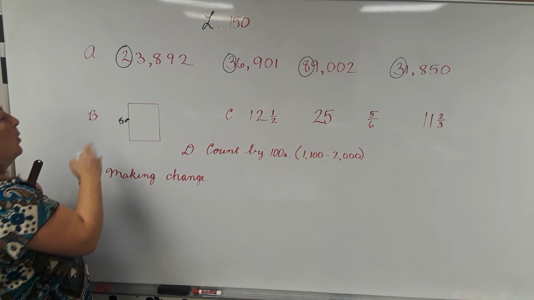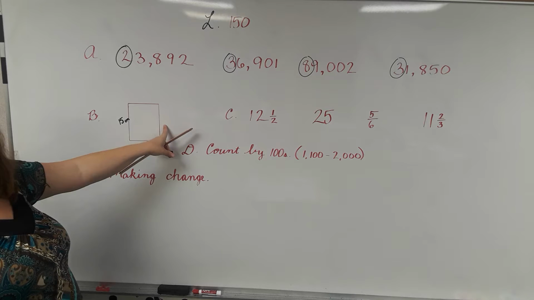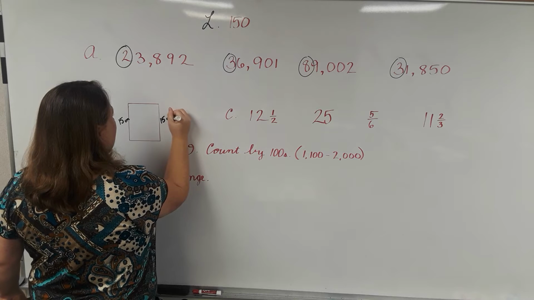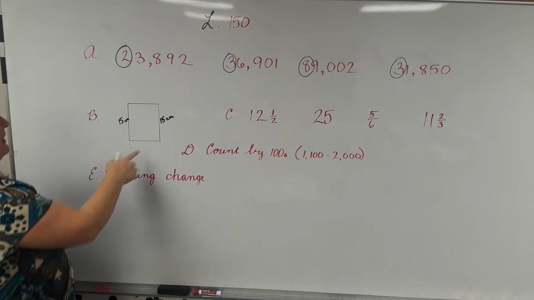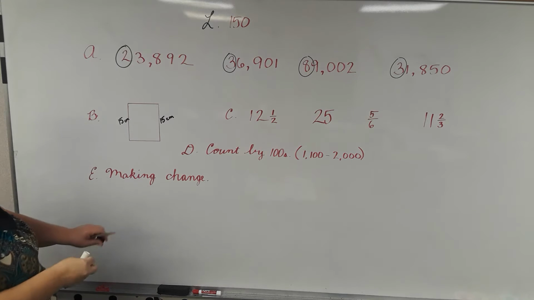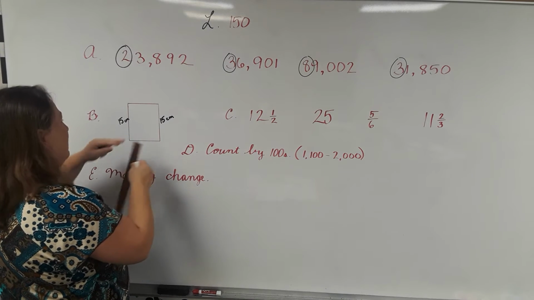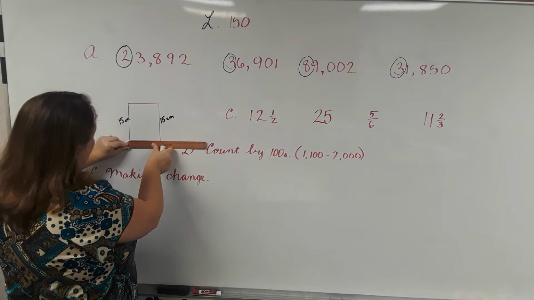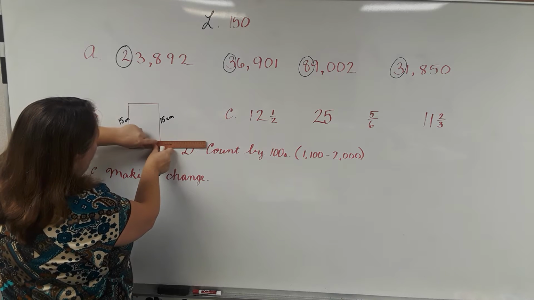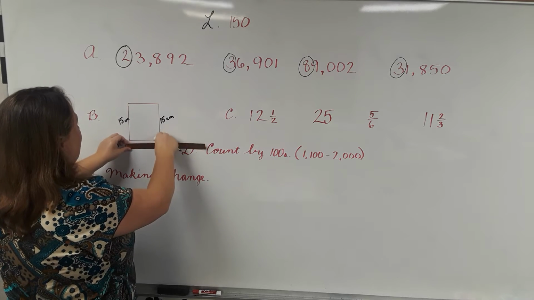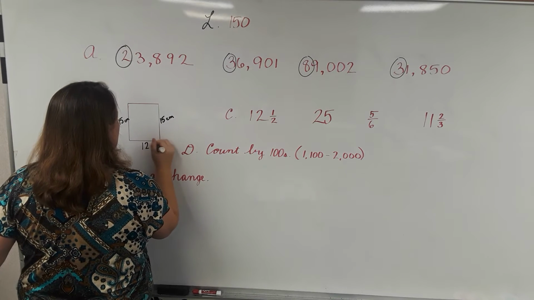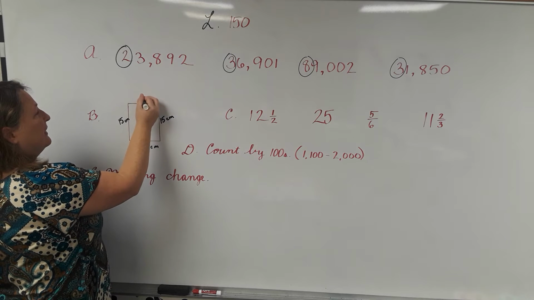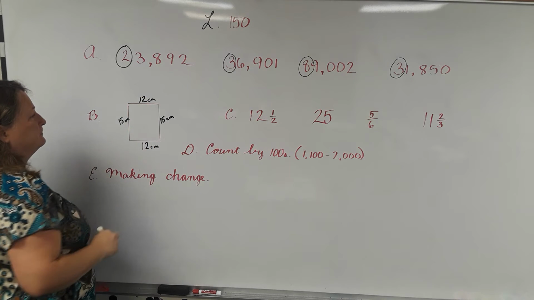This is a rectangle, so we know that this side is going to be the same as this side. 15 centimeters. But this side is shorter than this side. We need to measure it. We need to make sure we're measuring with centimeters. Starting with the 0, this is 12 centimeters. And this side is the same as this side, so this side would be 12 centimeters.